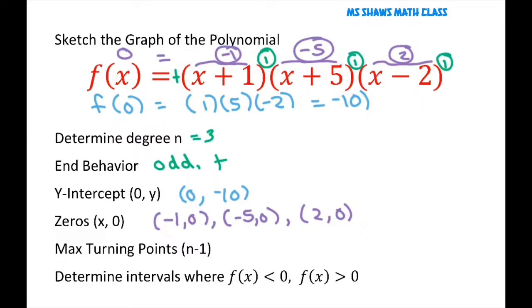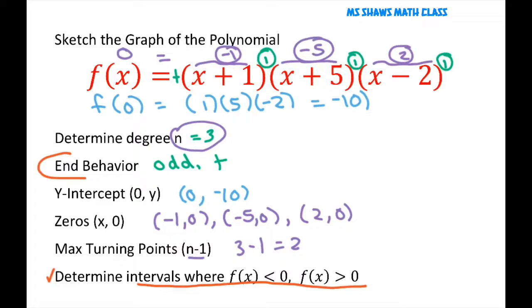Now the maximum turning points is n minus 1. Well, our n is 3, so we have 3 minus 1 equals 2. And the last part is determine the intervals where f of x is negative and f of x is positive. We're going to do that after we graph. So let's go back to end behavior now and let's talk about that. Just remember that it's odd and our lead coefficient's positive.